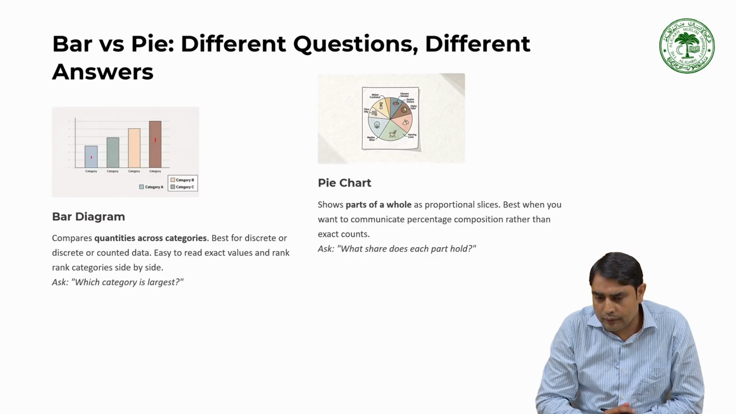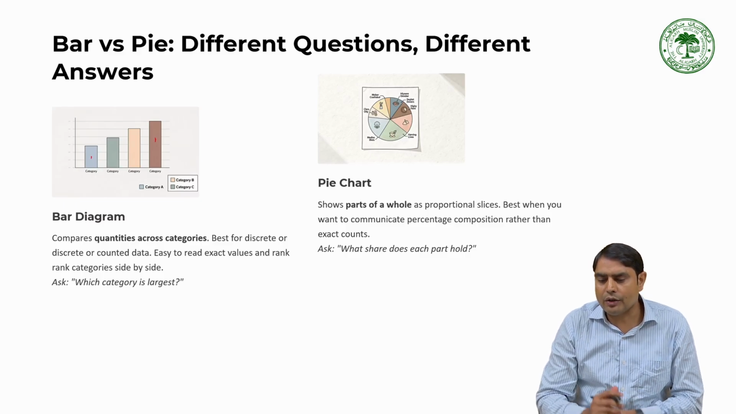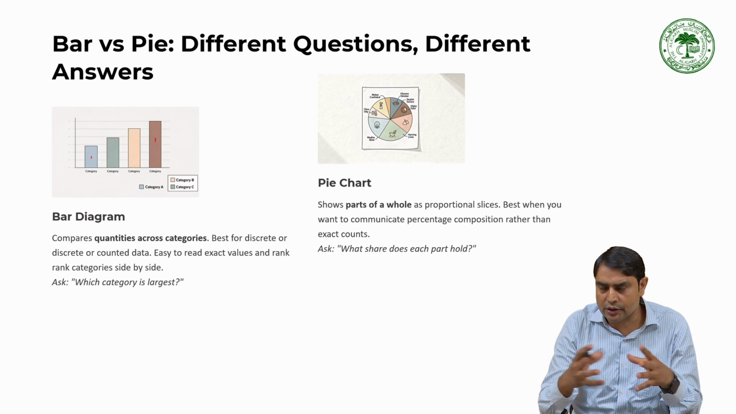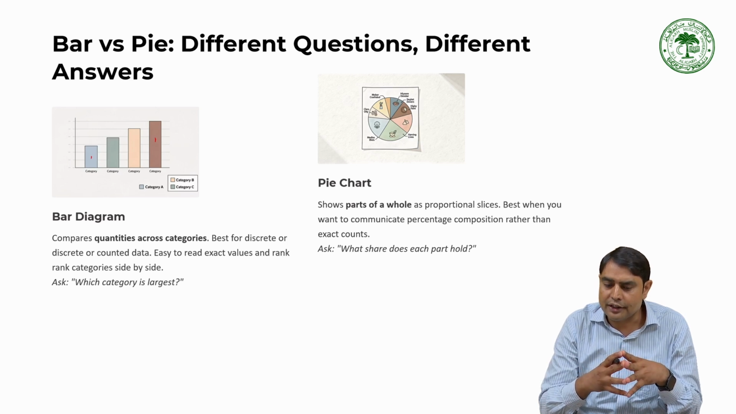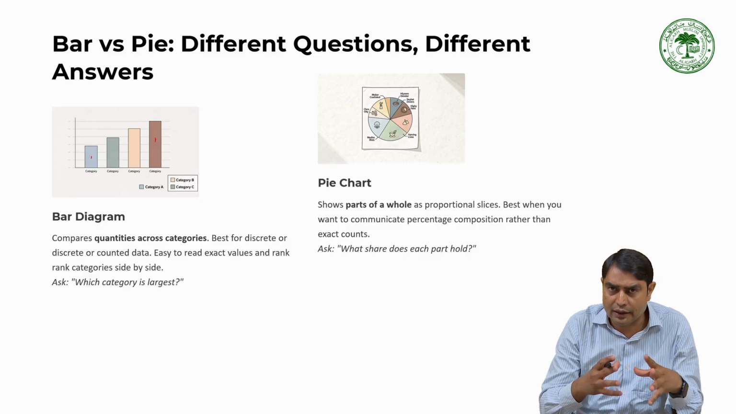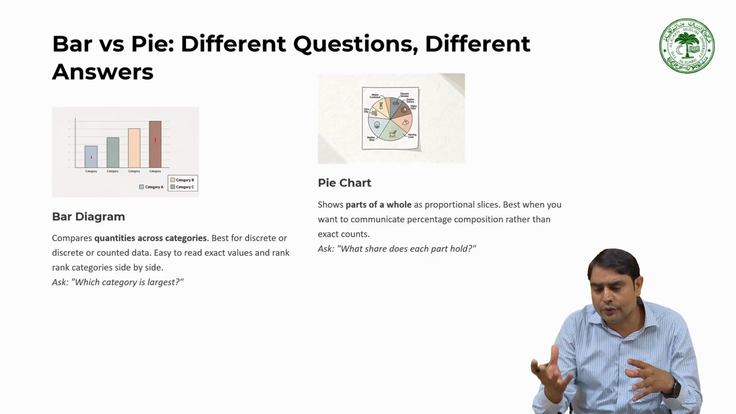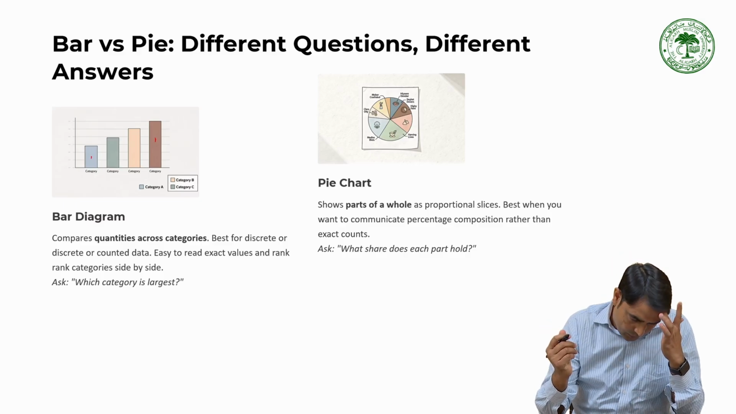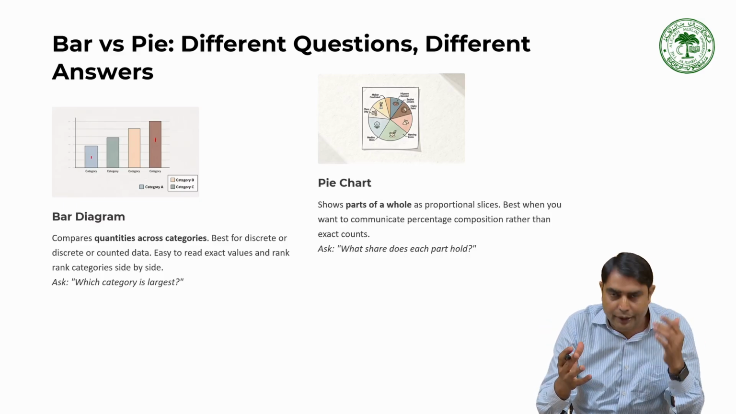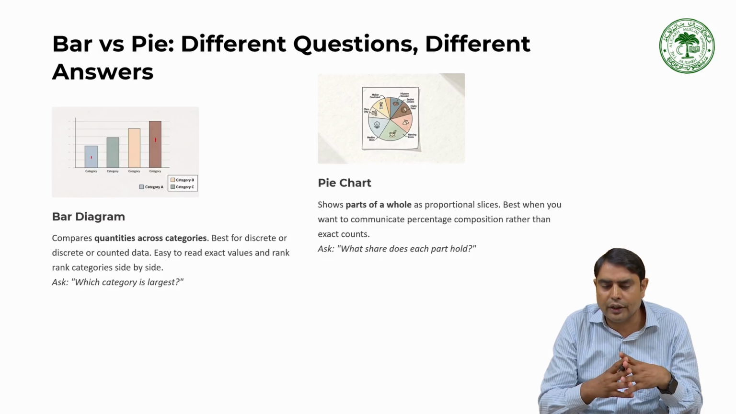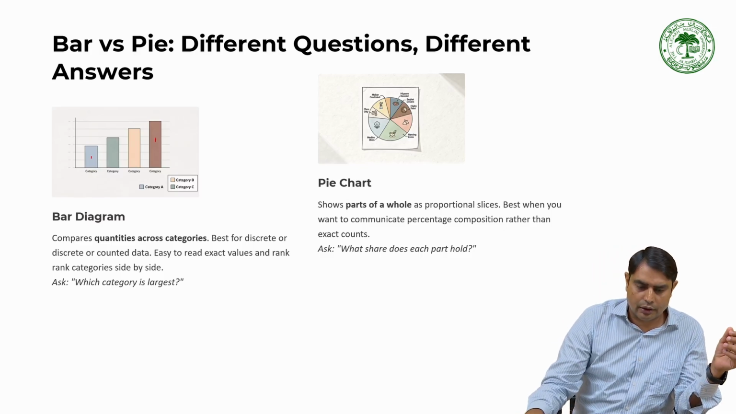Then coming to the pie chart, where you are mentioning the share of all the values as a pie in a circle. It shows a part of a whole, or proportion slices. It is best when you have to communicate the percentage composition rather than extract counts. So when you have to communicate the percentage composition of each mentioned category or unit, then you can use the pie chart rather than the bar chart.